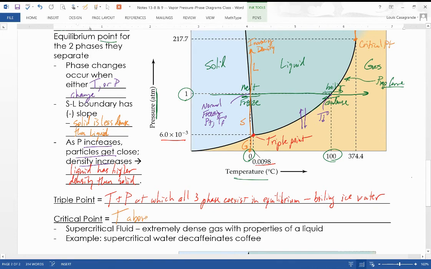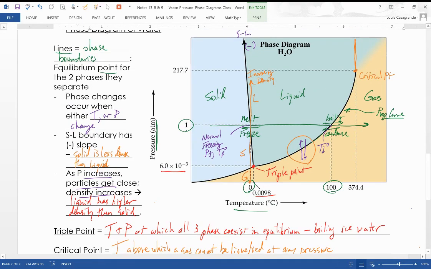above which a gas cannot be liquefied at any pressure. In other words, you can't compress it enough. Down at lower temperatures, you can liquefy a gas by compressing it. Up above the critical point, you can't. And instead of having a regular state of matter, there's really another state of matter here. Everybody thinks that the fourth state of matter is plasma, but it's not. It's a supercritical fluid.